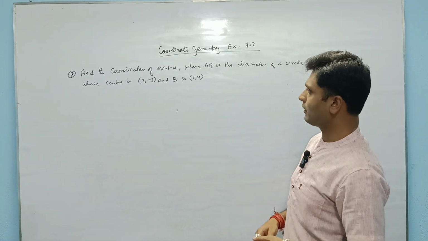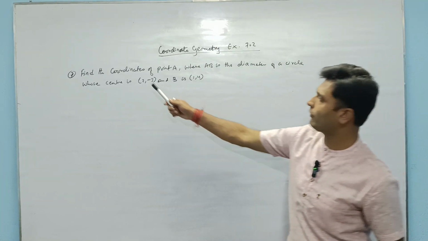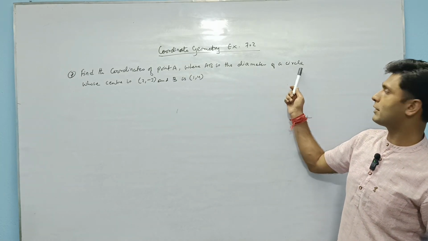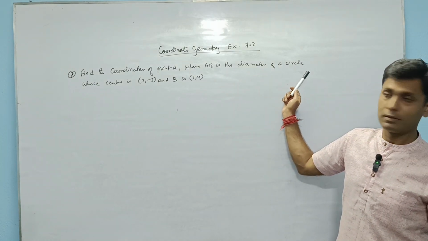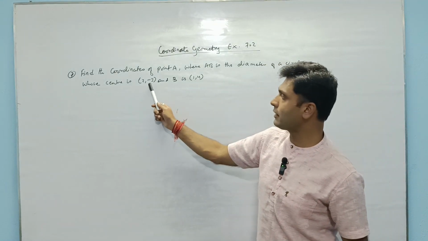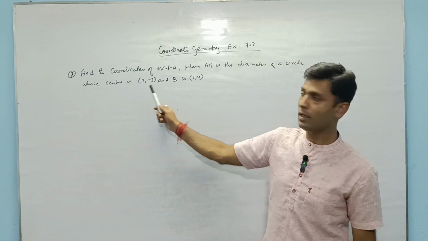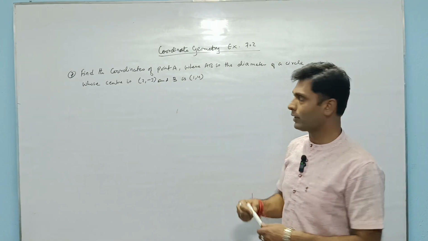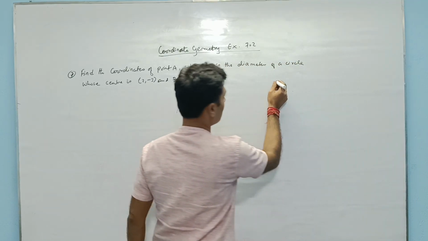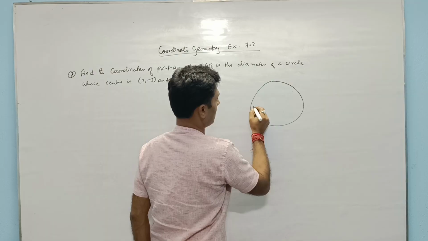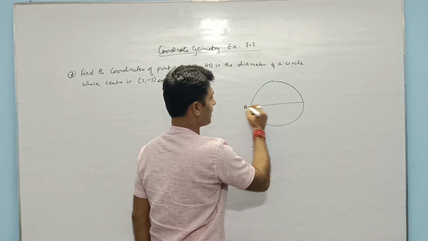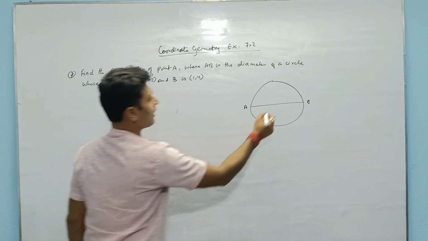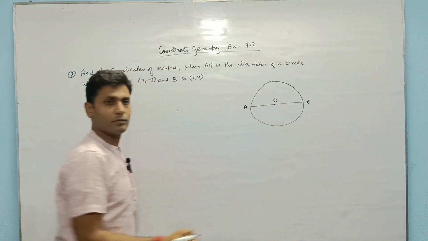The next question, find the coordinates of point A where AB is the diameter of a circle whose center is 2, minus 3 and B is 1, 4. So what is given? There is a circle and the diameter is given. AB is the diameter given. Okay. And we'll mark the center as O.